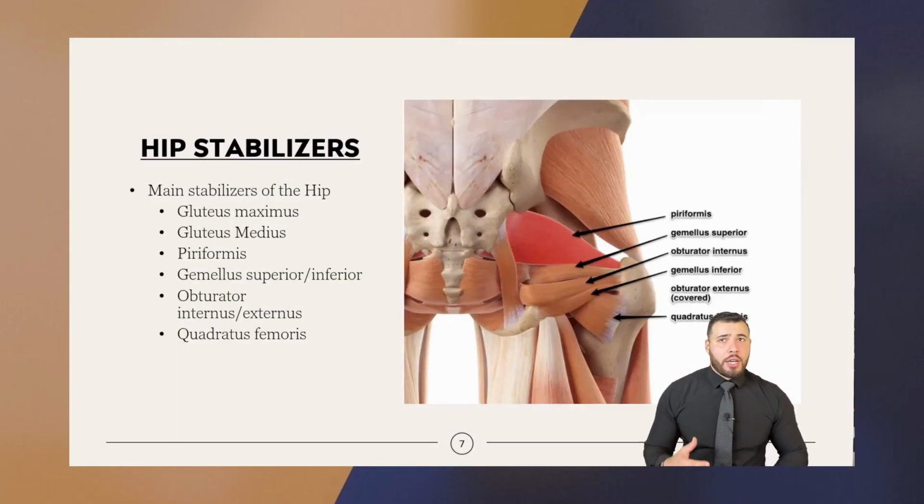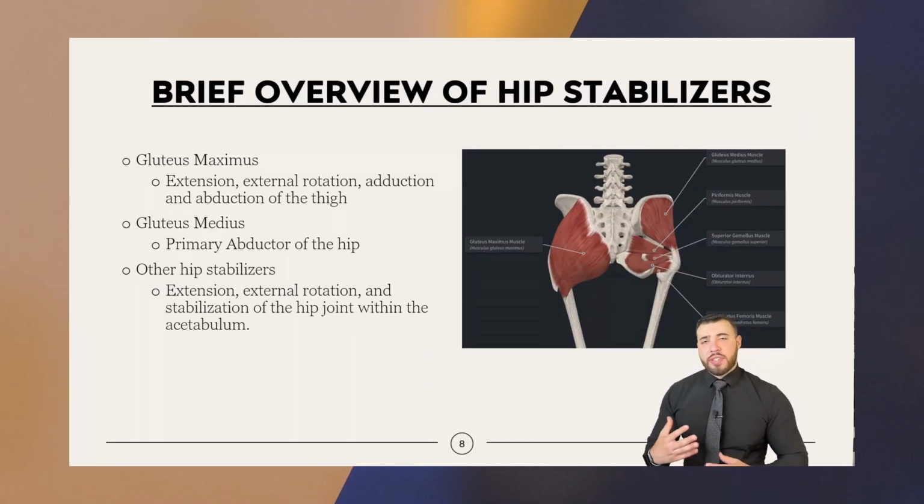Now we're going to cover just the general anatomy of certain muscles and what they're responsible for, so you have an understanding of the purpose of training certain areas. So first, we have the hip stabilizers. The main hip stabilizers are all labeled here. We have the gluteus maximus, medius, the piriformis, gemellus superior and inferior, the obturator internus and externus, and the quadratus femoris. So a brief overview of what these hip stabilizers do.